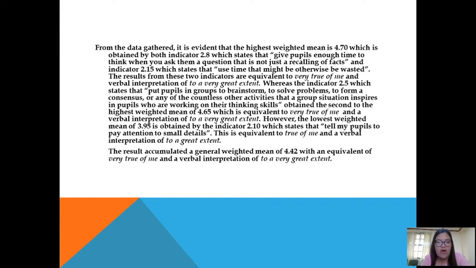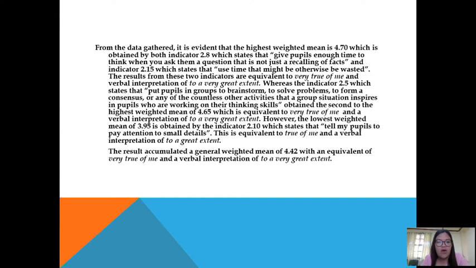great extent, whereas the indicator 2.5, which states to put pupils in groups to brainstorm, to solve problems, to form consensus, or any of the countless other activities that a group situation inspires in pupils who are working on their thinking skills, obtained the second highest weighted mean of 4.65, which is equivalent to very true of me, and a verbal interpretation of very great extent.